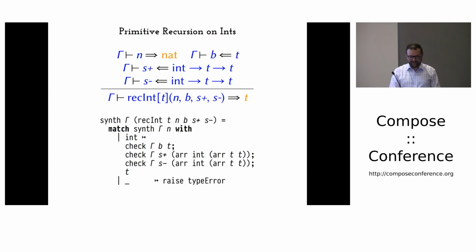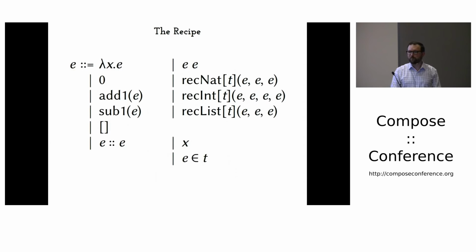So we synthesize a type for n, and we see that it's an int, and then we check that b is a t. We check that our positive step is a function from ints to functions from t's to t's, and likewise for the negative step. So you may be thinking, all right, you've just given me a bunch of rules, but how do I figure this out? I might want to make languages with things other than nats, ints, and lists and functions.